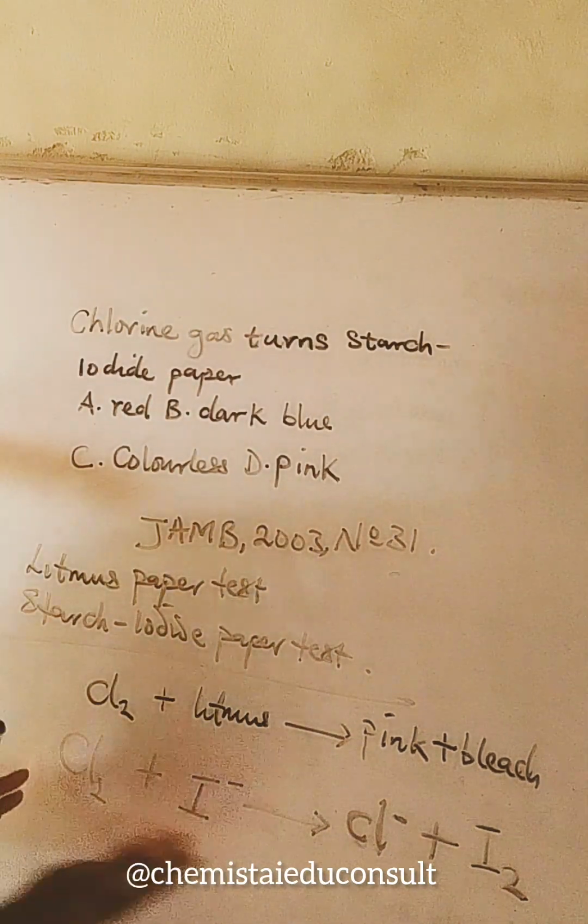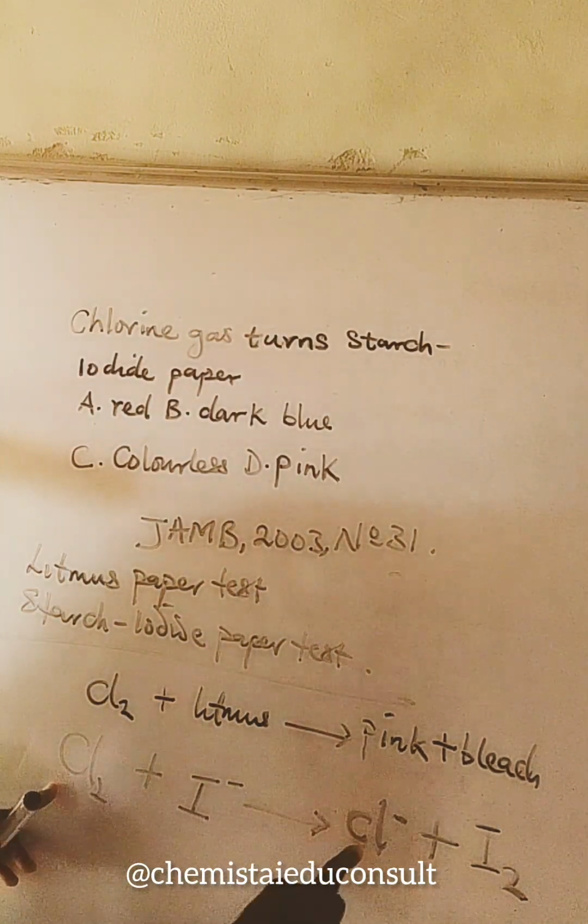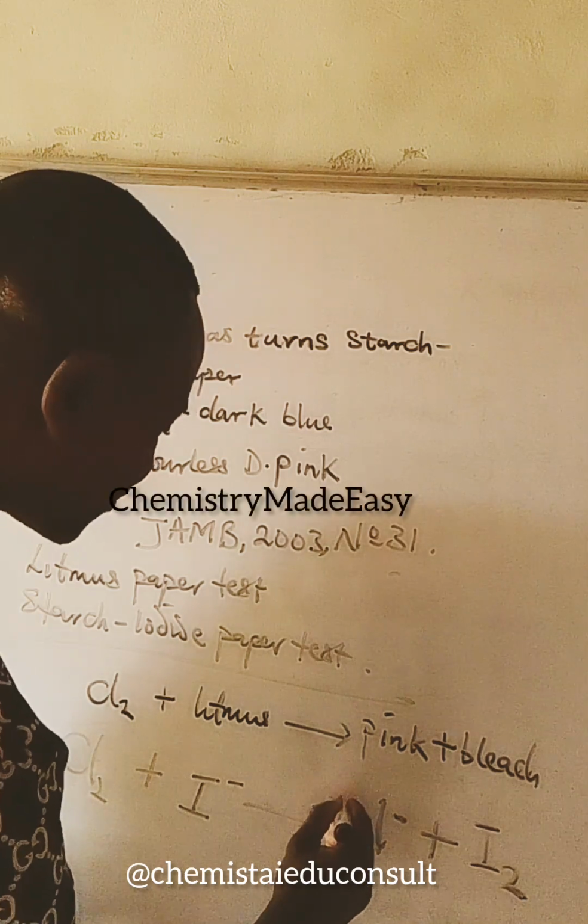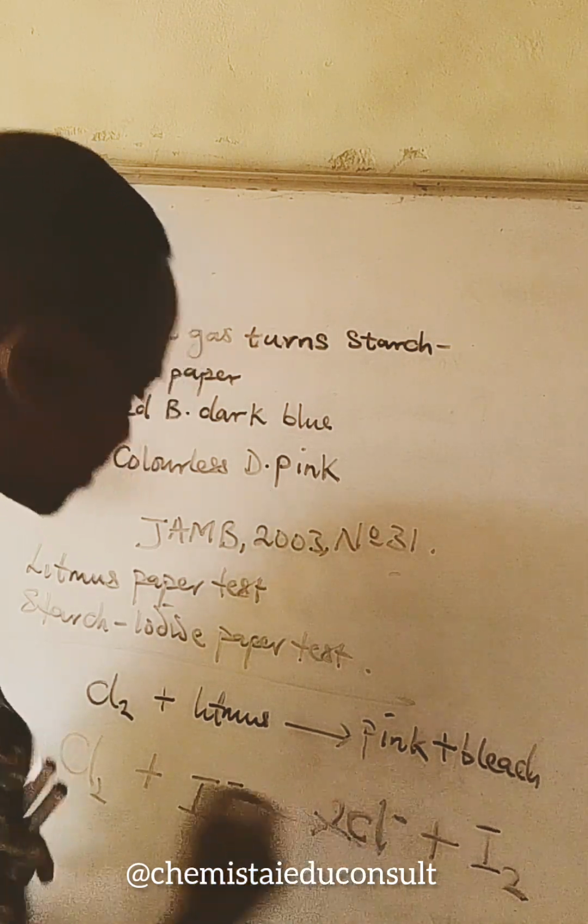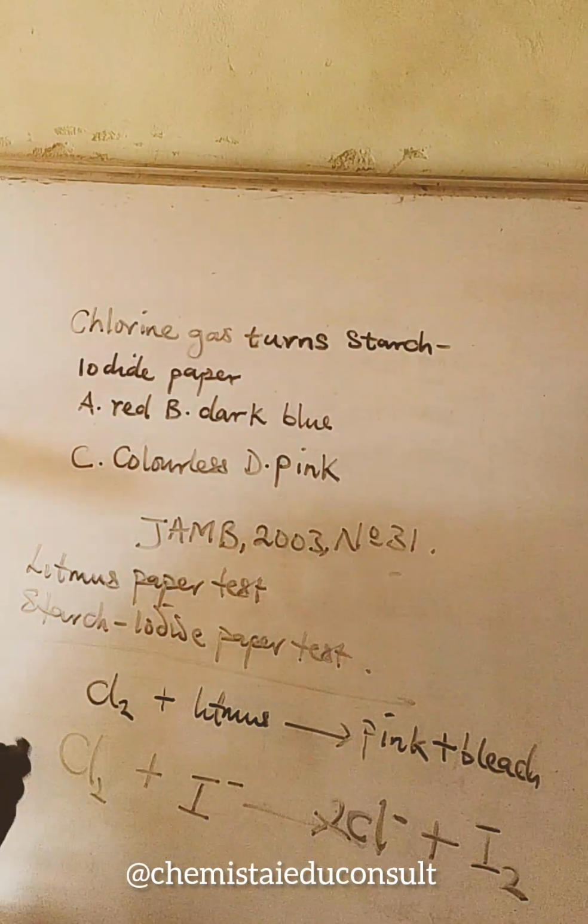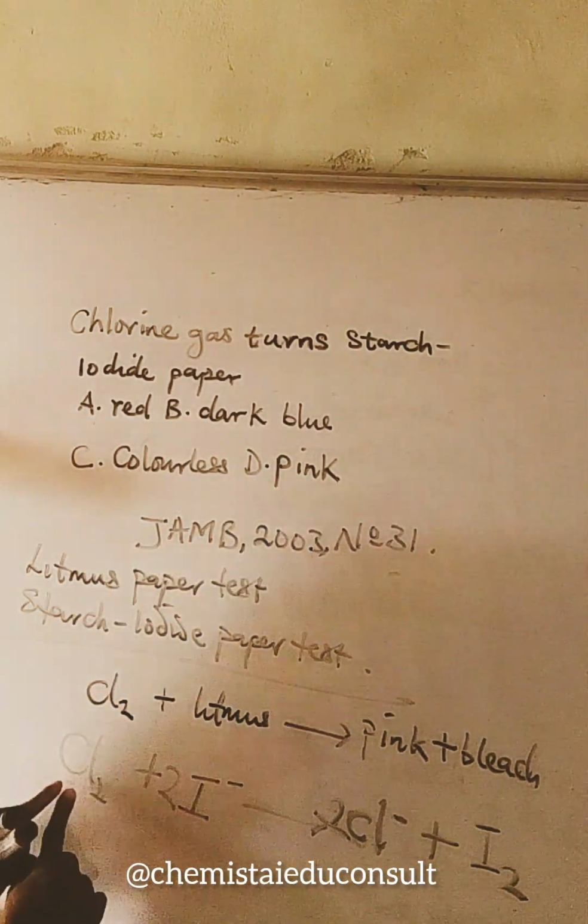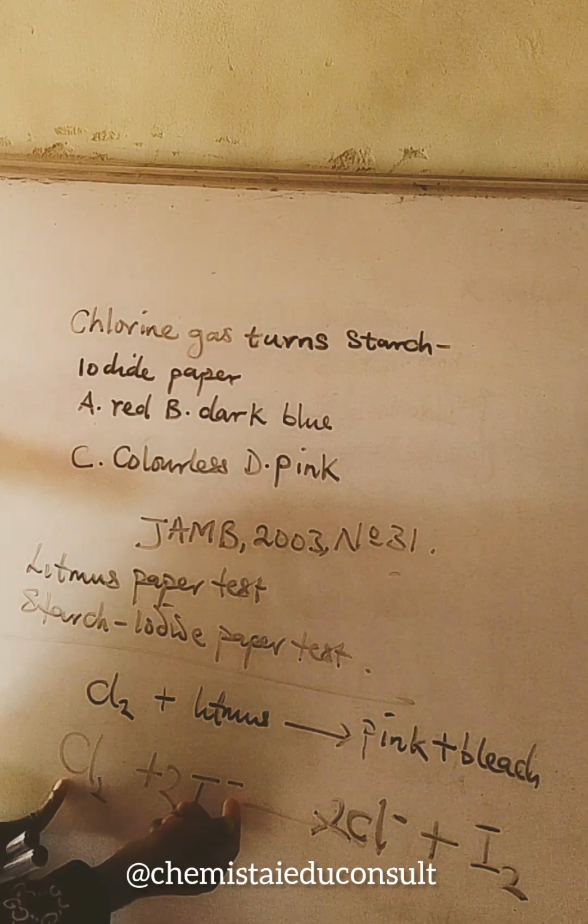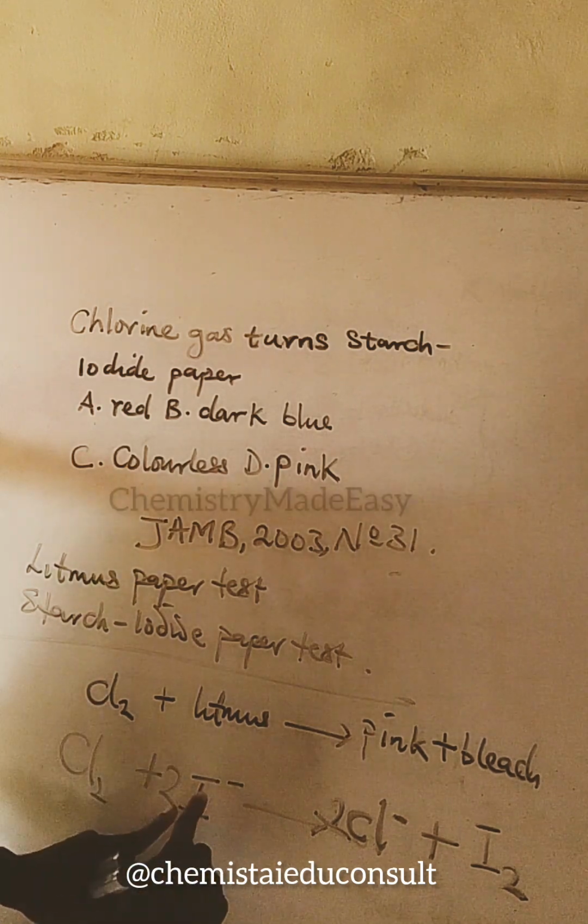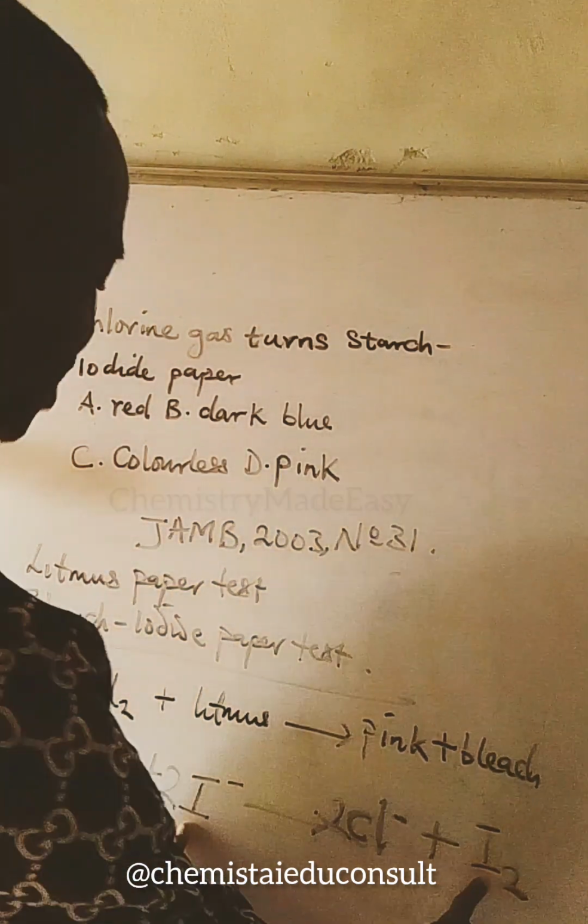You see, let's balance the equation. Chlorine is 2 here. Chloride, you write 2 at the back of the chloride. Okay? Iodine is 2 there. You also write 2 here. So what happens is that chlorine atom here will remove the extra electron, oxidizing iodine to iodine molecule.